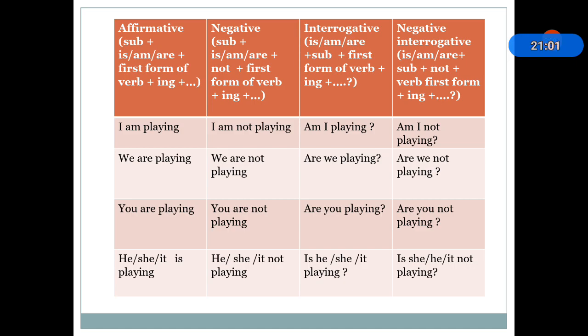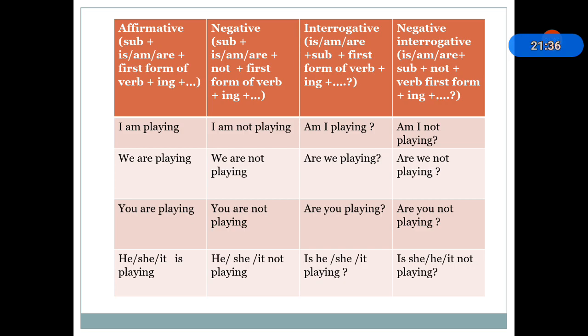Now next, interrogative, that is the question sentences. The rule for this is am/is/are, according to the subject, plus subject, then the first form of verb, and in the first form of verb we add ing, plus the object. Example: am I playing? Are we playing? Are you playing? Or is he playing? Or is she playing? Or is it playing?